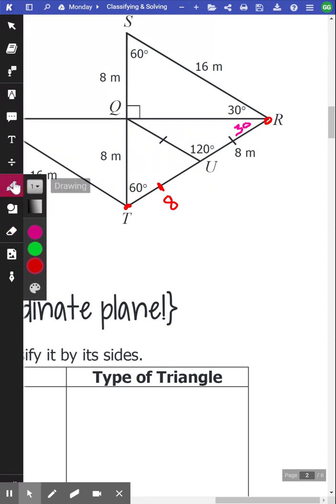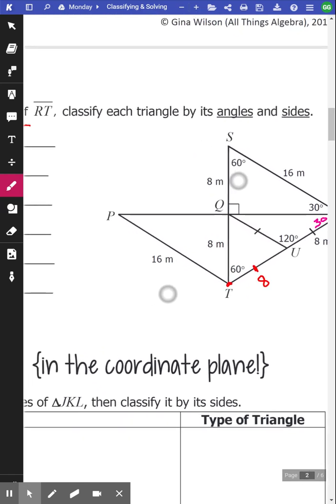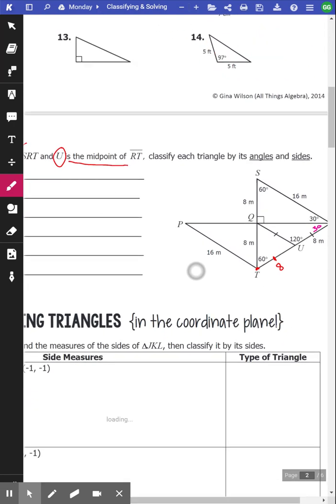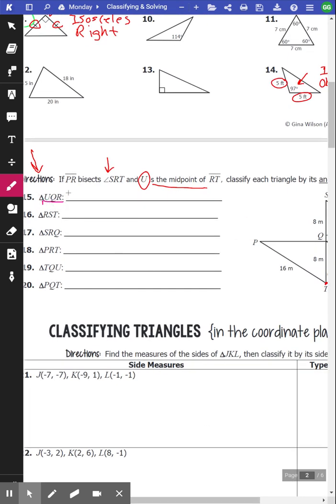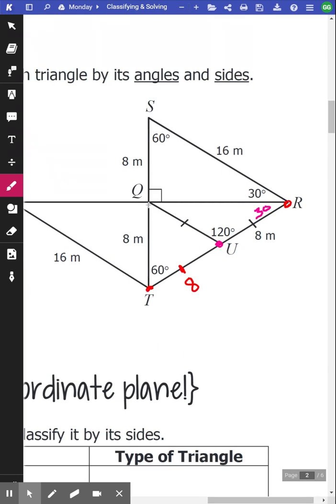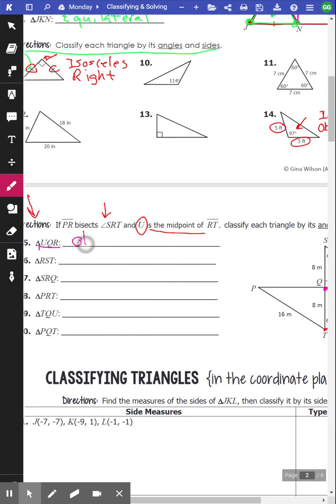All right, so now let's go and see if we can answer some of these questions. Classify the triangle by its angles and its sides. Okay, so we're going to do both. If we want, we can go with the angles first. So let's look at the first one. We're looking at UQR. So we're looking at this guy right here. That triangle already has one obtuse angle, so it's obtuse.